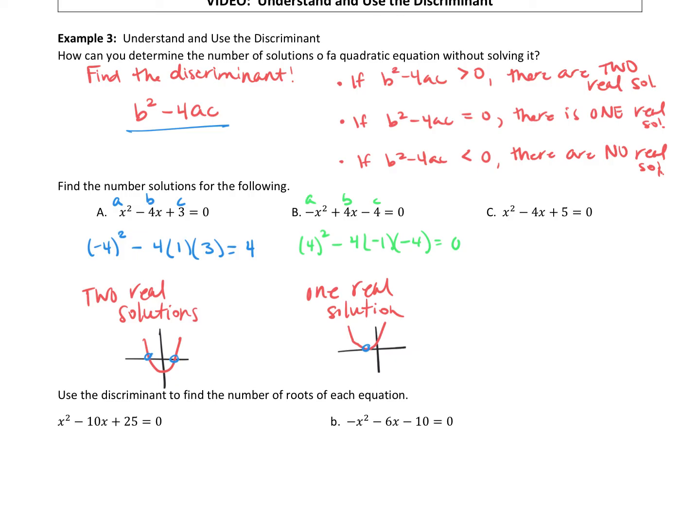All right, last one, part C. Any guesses on how many solutions this one will have? I'm going to predict none, but let's see where this goes. We have standard form equal to 0. Here's our a, b, and c. Let's plug that into our discriminant formula. b squared, so parentheses, negative 4 squared, minus 4 times our a, which is 1, and our c, which is 5. When we calculate that out, we get a negative 4. So if your b squared minus 4ac is less than 0, if it's negative, there are no real solutions.